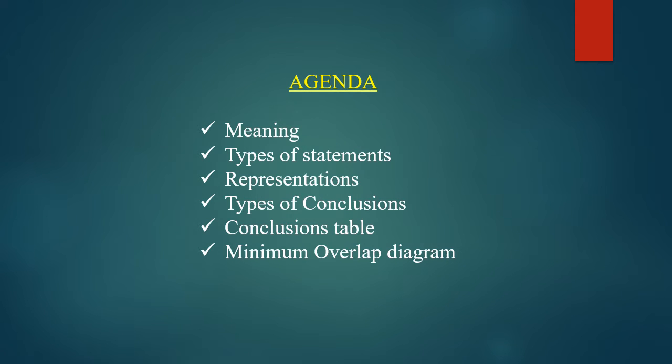The agenda is, firstly, we will understand what syllogism is. Second, we will see the types of statements in syllogism. Next, we shall see how to represent these statements in the form of Venn diagrams. After that, we will see the types of conclusions and try to build a conclusion table. At last, we will discuss the minimum overlap diagram.